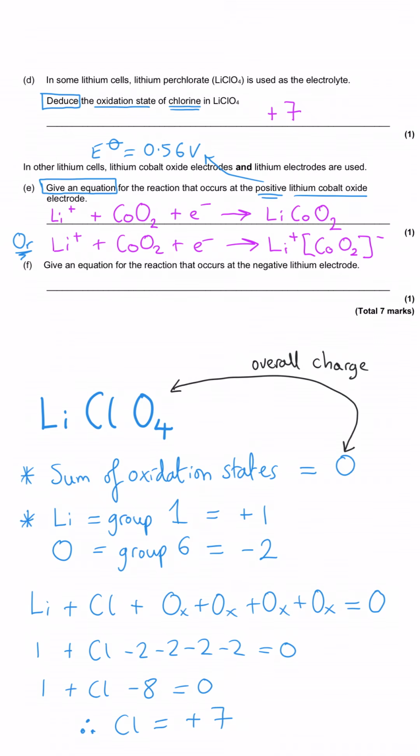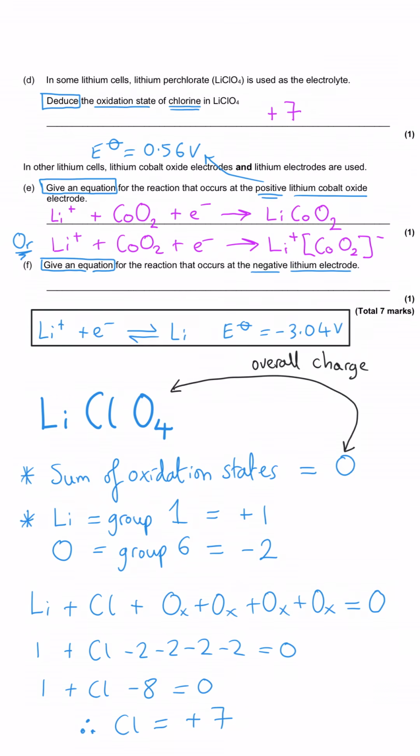And then the final question says, give an equation for the reaction that occurs at the negative lithium electrode. Well, we saw in the previous electrochemical series that lithium has an electrode potential of -3.04, and so it's going to be going backwards. That means that solid lithium is going to turn into lithium ions and in that process lose an electron. So we need to write Li turning into Li+ plus 1 electron. And that's all necessary for the 1 mark.